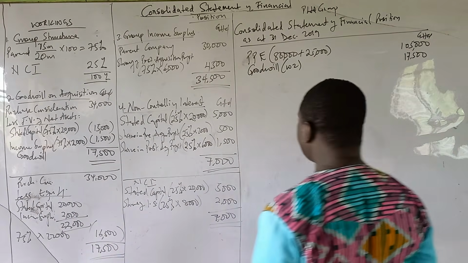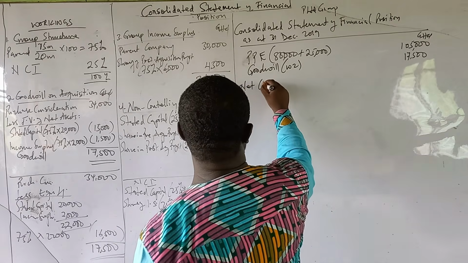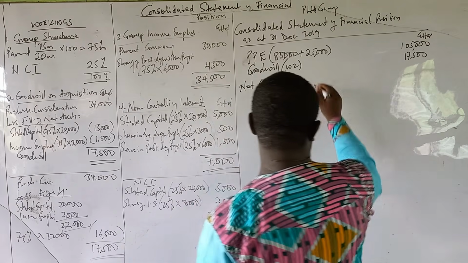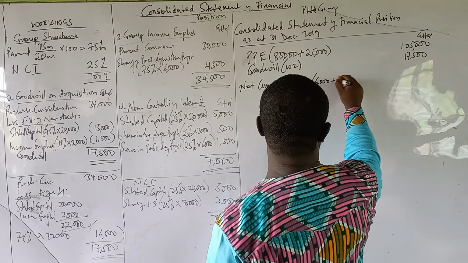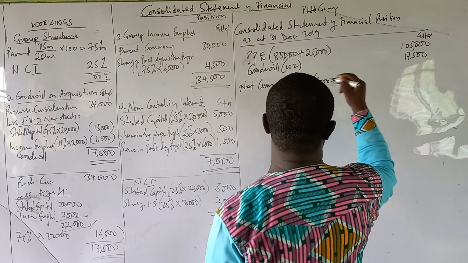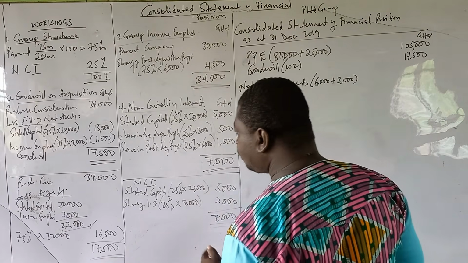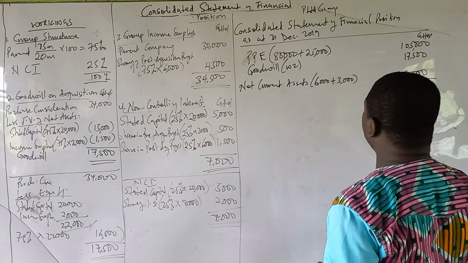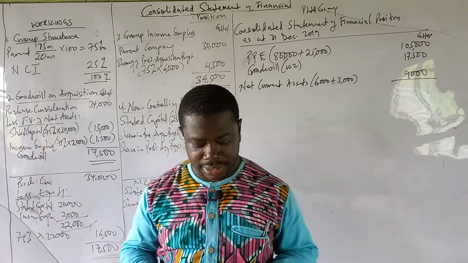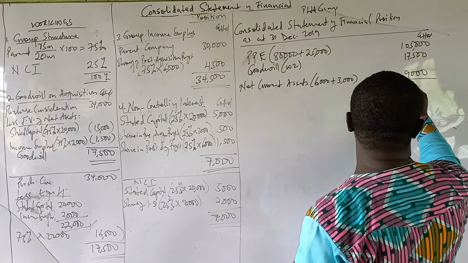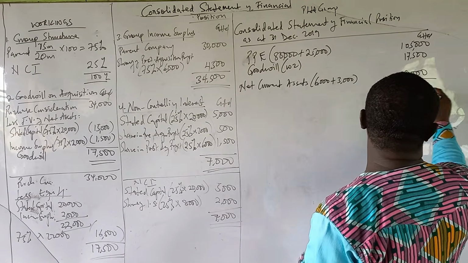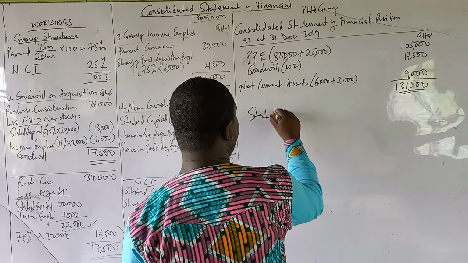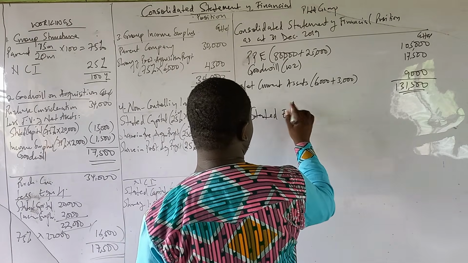The value of our goodwill is 17,500. And then we bring our working capital, which is the net current assets. For the parent it is 6,000, for the subsidiary it is 3,000. So when we add the two, we have 9,000. So that we can now add up to get our total net asset, which is going to be 131,500. Then we come to the equity, which is stated capital first.